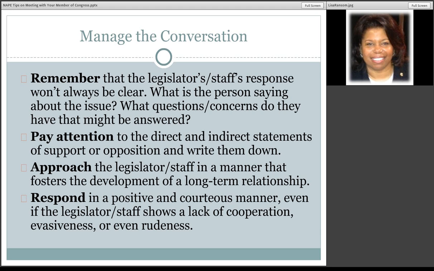Approach the legislator or staff person in a manner that fosters the development of a long-term relationship. And always respond in a positive and courteous manner, even if the legislator or staff person shows a lack of cooperation, evasiveness, or even a little rudeness.